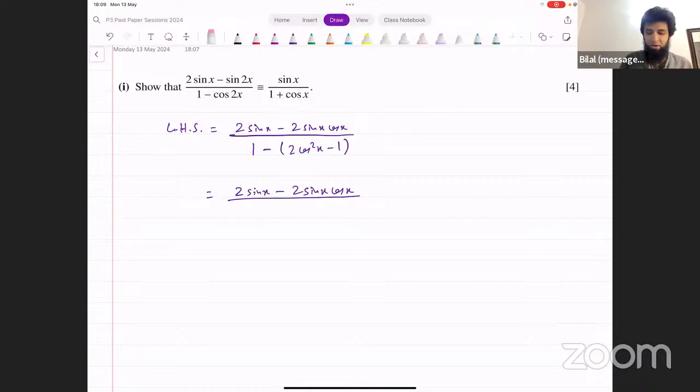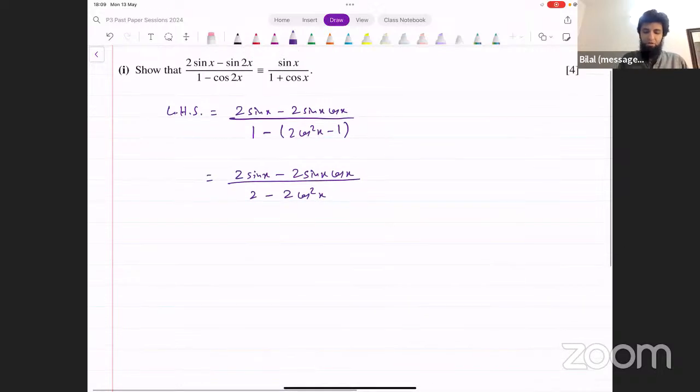Now, until this point, what I have is 1 minus minus 1, that becomes 1 plus 1, that's 2, 2 minus 2 cos square x. Now we need to simplify things a little somehow. In the numerator, we want only sine x. In the denominator, we want 1 plus cos x. One thing that we notice here is 2 can be gotten rid of if we take this 2 common from the numerator and the denominator. In the numerator, we can also take sine x common.